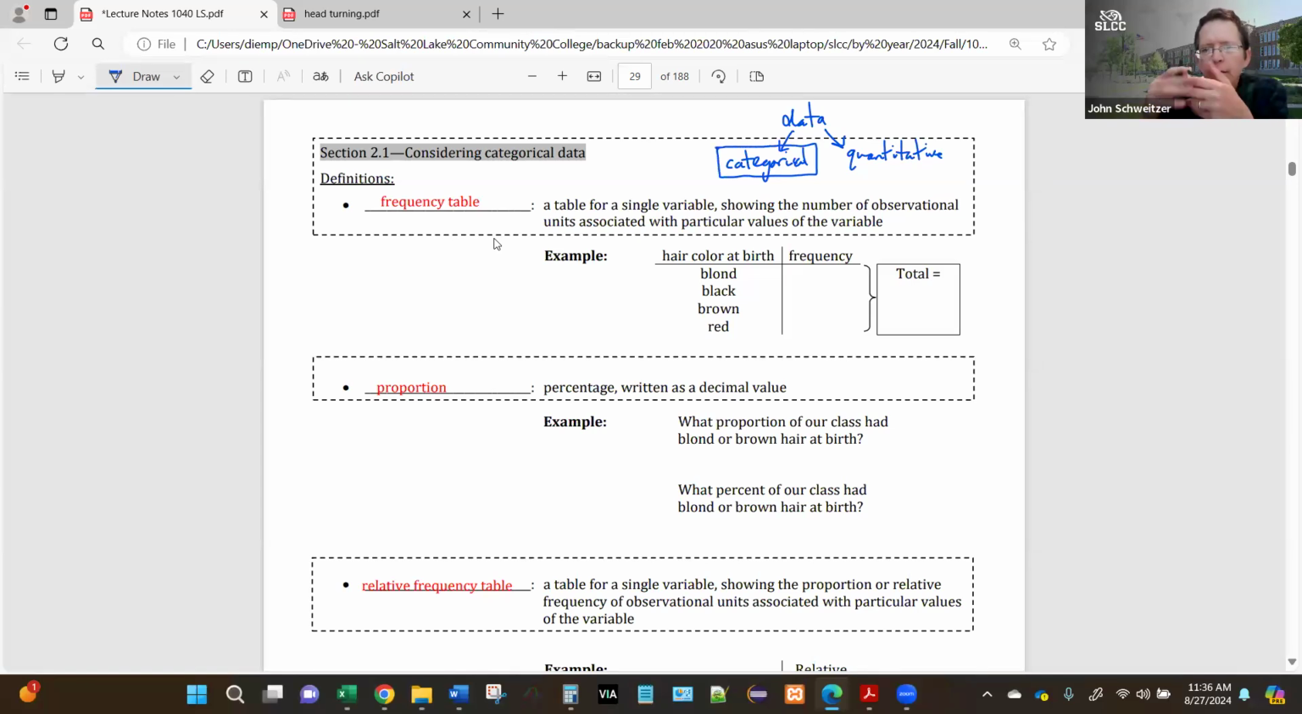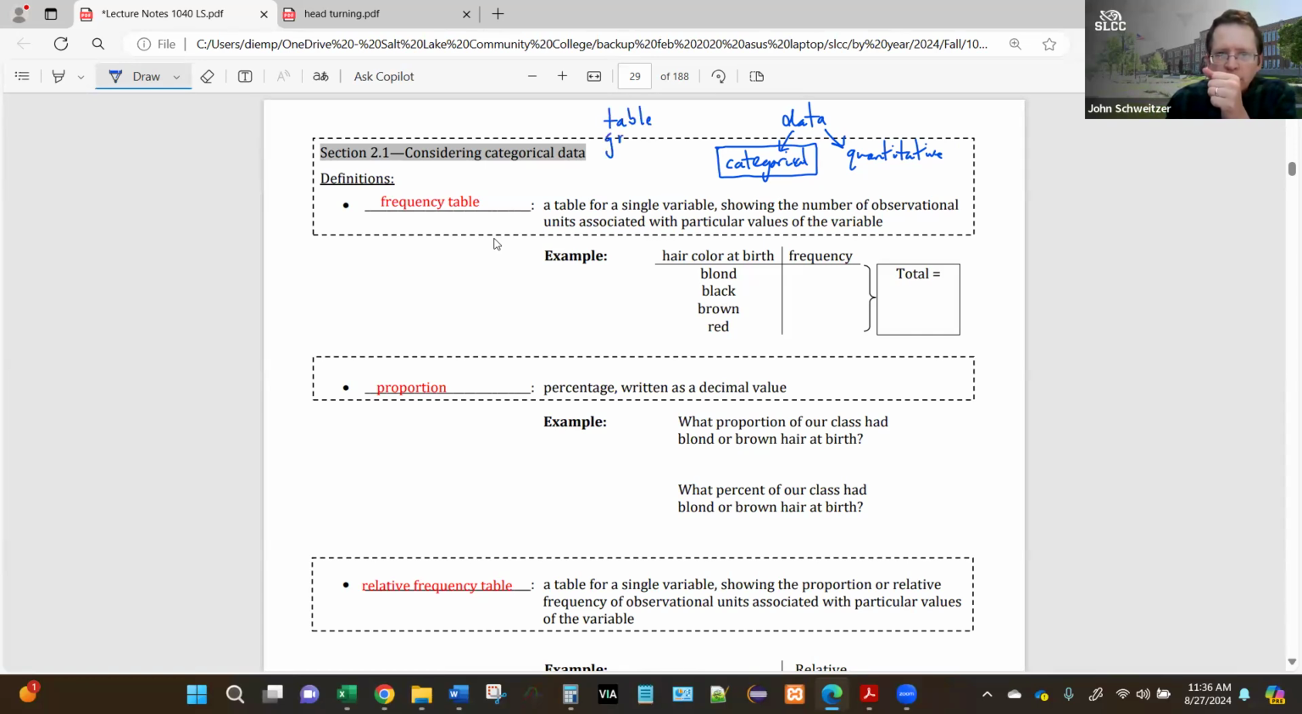Okay, and so in chapter 2, we're going to go down this track here. We're going to come back to quantitative in chapter 4. So now here in chapters 2 and 3, we're mostly going to focus in on categorical data. So how do we work with it? What do we do with it? Where does it come from? How do we collect it? Stuff like that.